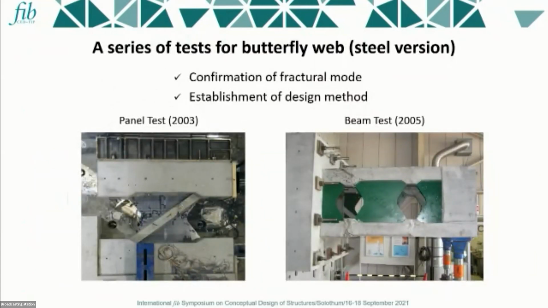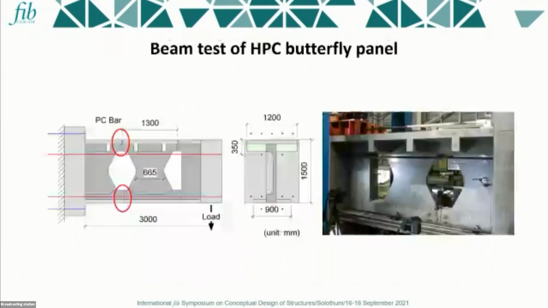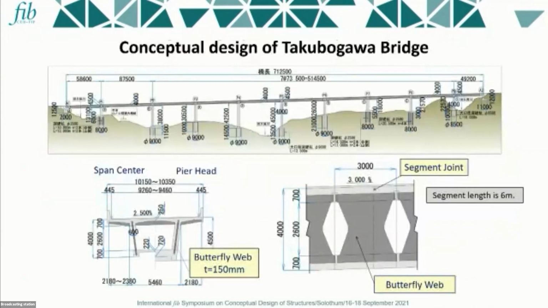So as the first step, we confirmed the panel test. At this moment, they are steel butterflies, but finally we use high strength concrete, and we confirm the beam behavior, especially the connection here and here. But we confirmed that we can use the present specification for the shear strength at this area.